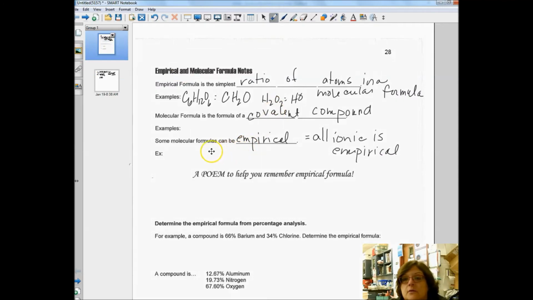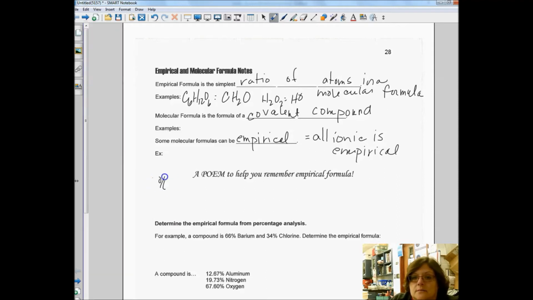So, this is how we do empirical formula. We have a lovely little poem. And the poem goes: percent to mass, because remember you're going to start with percent composition, mass to moles, divide by small, multiply till whole. Okay?